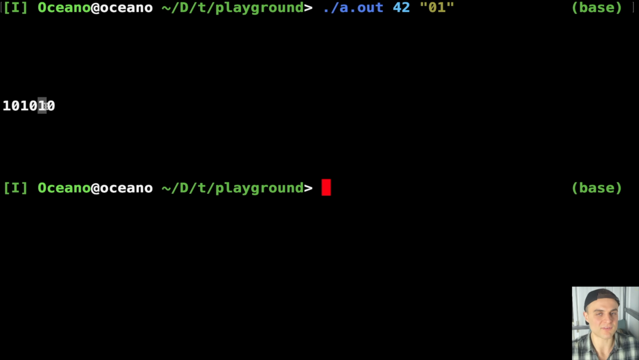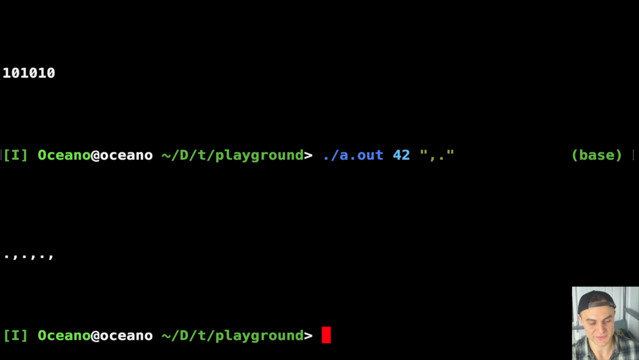Perfect. But we can have a base 2 with all the symbols that we want. For example, I can have 42 with the symbols comma and point. Look carefully now. Boom. You see here, this very strange combination of symbols is the value 42 in the comma-point base system. The comma-point base system is composed of two symbols, so this is a base 2 system.